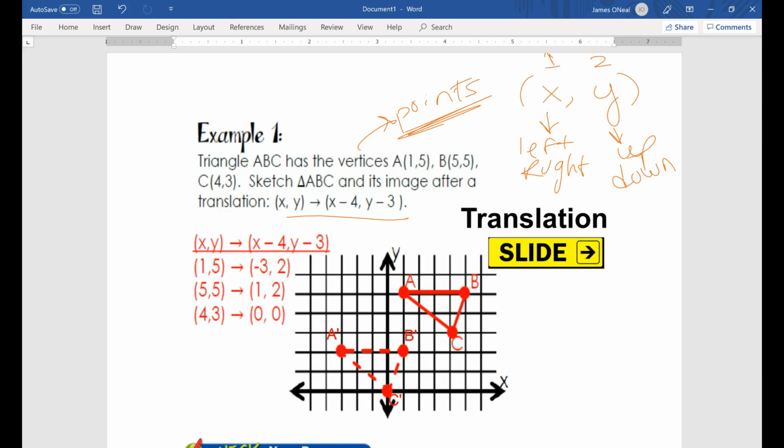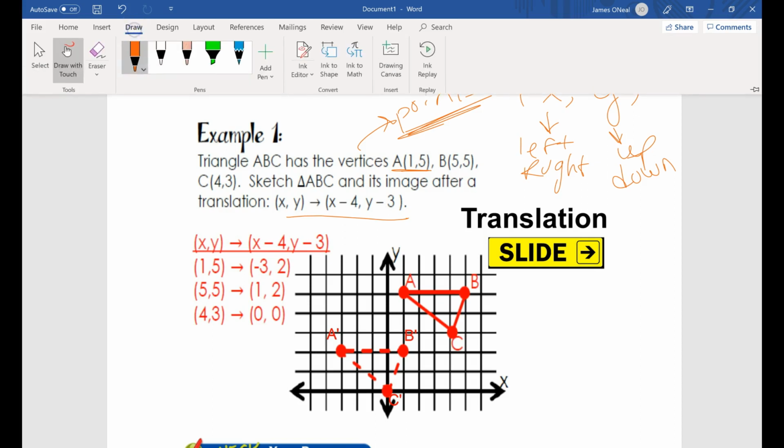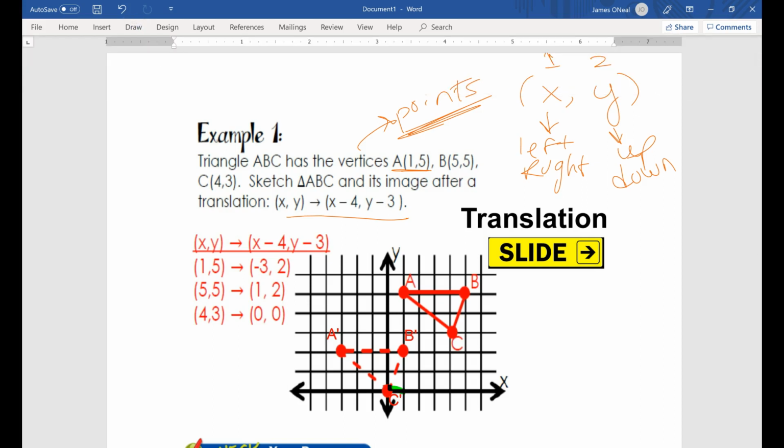So if point A is (1, 5), that means I must walk over 1 and then I go up 5: 1, 2, 3, 4, 5. That's point (1, 5). The next point is (5, 5), so I walk over 5 and go up 5. You don't have to do this, because it's going to be sloppy on your paper. And then the next point is (4, 3).